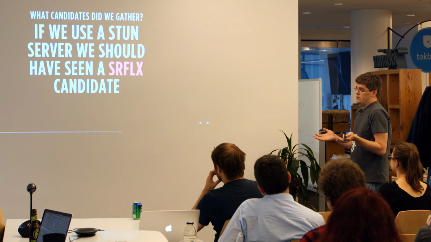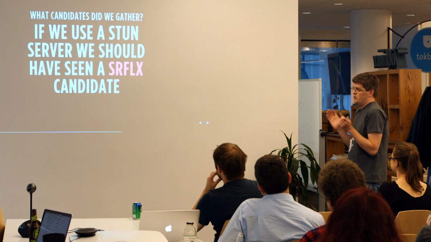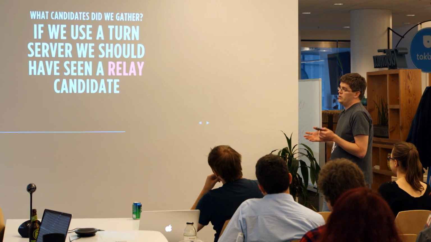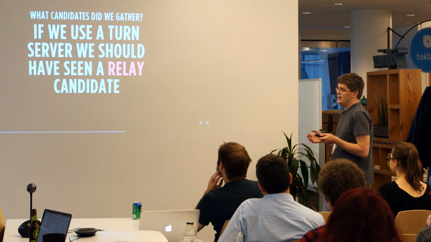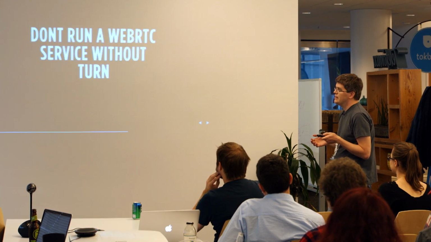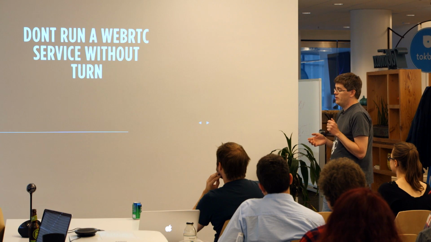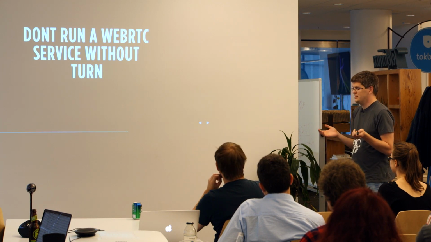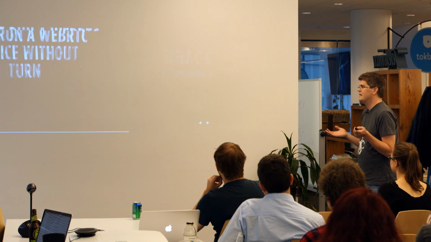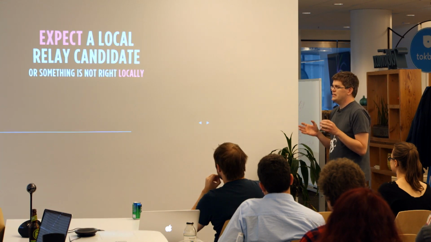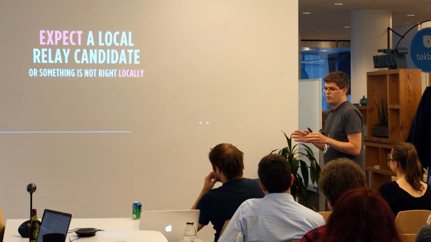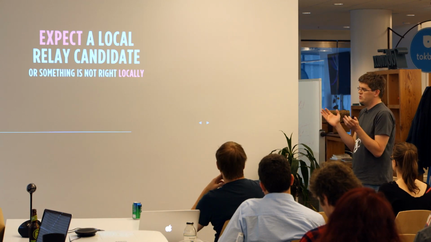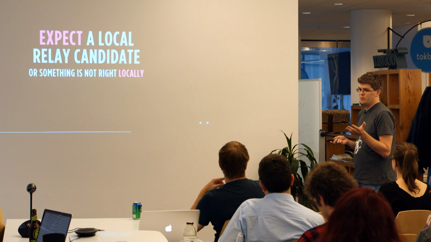If we use a STUN server, we should have seen one of those server reflexive candidates. If we use a TURN server, we should have seen a relay candidate. And never run a WebRTC service without TURN. There are a few use cases where that is useful. So you should expect a local relay candidate, or something is not right locally. So if your port to your TURN server is blocked, you can detect it that way.